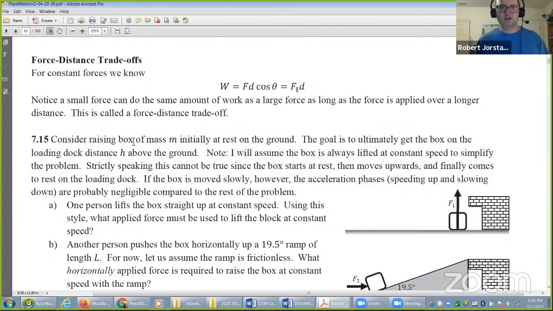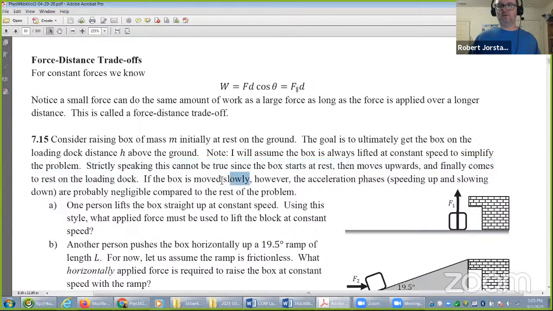Okay, we're going to raise a box from the ground. The goal is to get it onto this loading dock that's some distance h above the ground. Now, I'm going to make some assumptions. I'm going to assume the box is lifted at constant speed to simplify the problem. Obviously, this is impossible. The box starts at rest, then it speeds up and starts moving upwards, and then it comes to rest again. So obviously there are two acceleration stages, speeding up and slowing down.